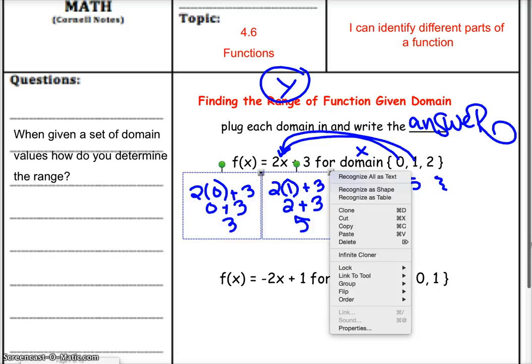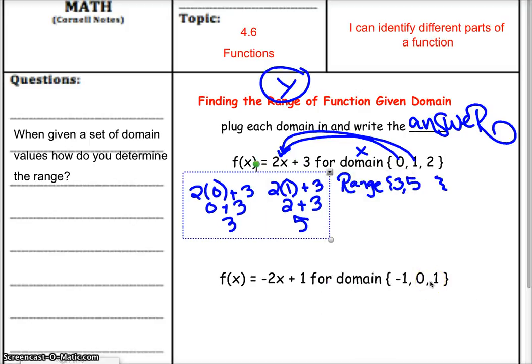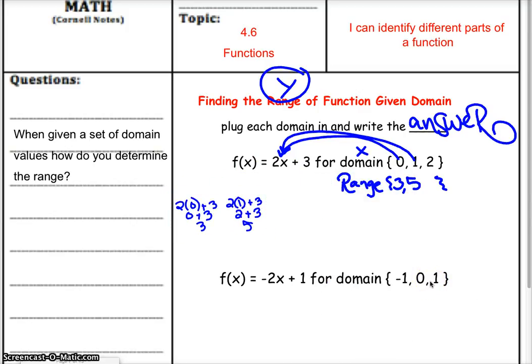Okay, now my last x value or domain is 2. So I'm going to plug the 2 in where the x is and figure out what my range or y is. What's 2 times 2? 4. Plus 3? 7. So my range is 3, 5, and 7. So again, 2 times 2 plus 3, 4 plus 3, 7.